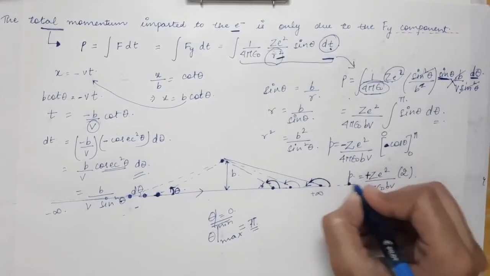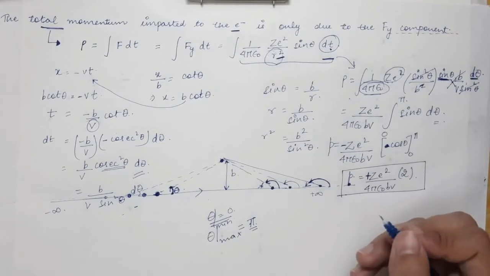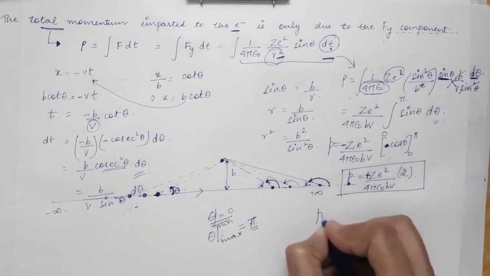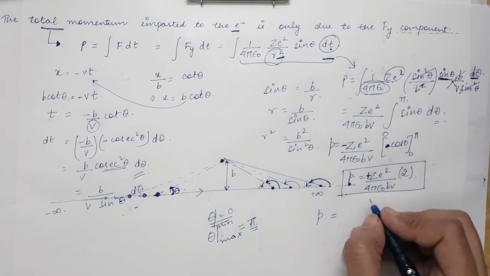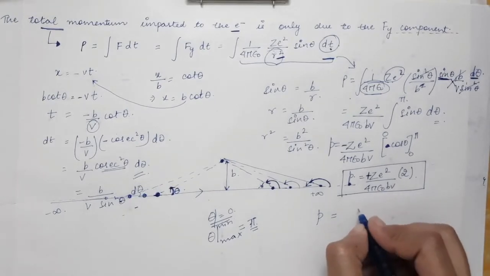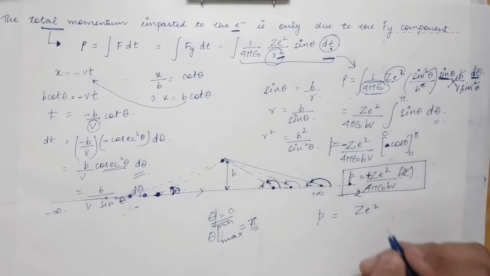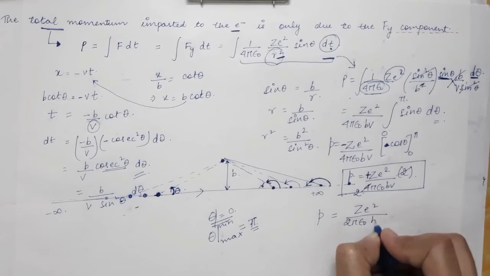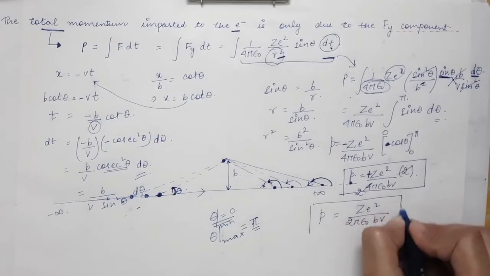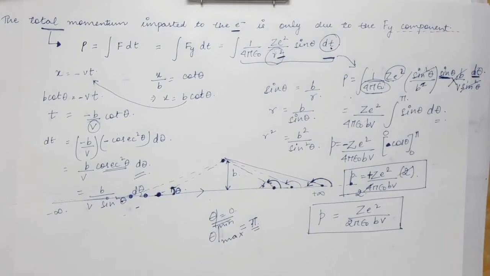So this is the expression of momentum which is imparted to a single electron inside the medium. The momentum imparted to a single electron by the heavy charged particle inside the medium is equal to z square, and this 2 and this 2 over here will cancel, so z square by 2 pi epsilon naught b into v. This is the expression of momentum which is transferred to a single electron.